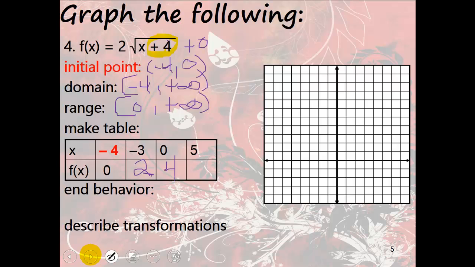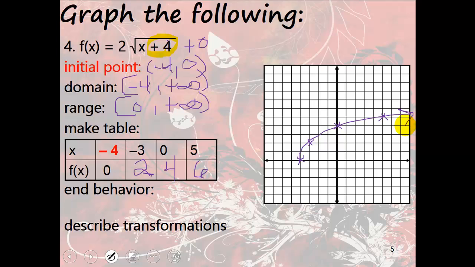So this was 6. All right, so let's get these on the graph. Negative 4, 0. Here we go. And negative 3, positive 2. Here we go. 0, 4. Here we go. And 5, 6. Here we go. And so my graph goes like so. Okay, it's that curve close to the initial point, and then it flattens out.